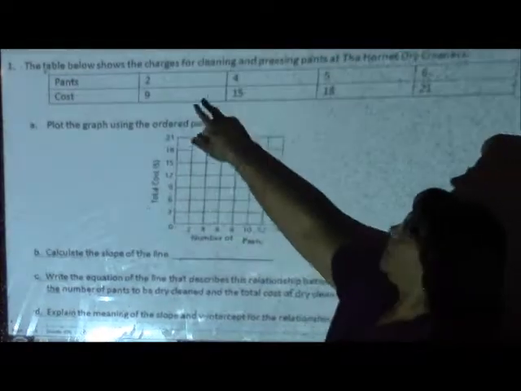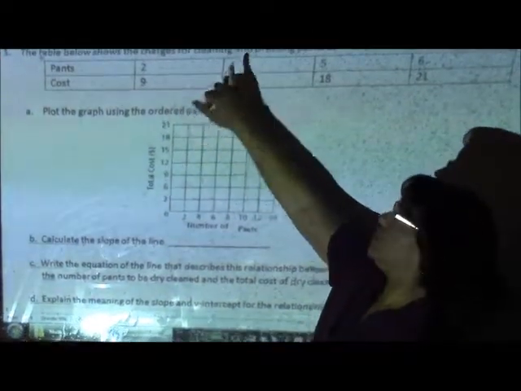So the table below shows you the changes for cleaning and pressing pants at the Hornet Dry Cleaner. So we have the pants: for 2 pair of pants is $9, for 4 pair of pants is $15, for 5 pair of pants is $18, and for 6 pair of pants is $21.